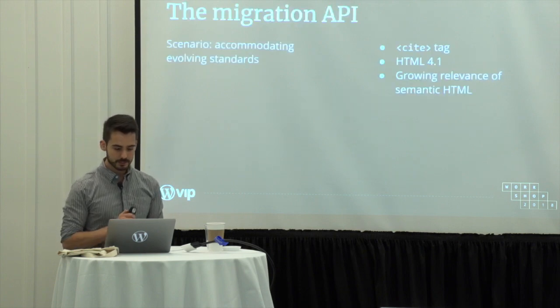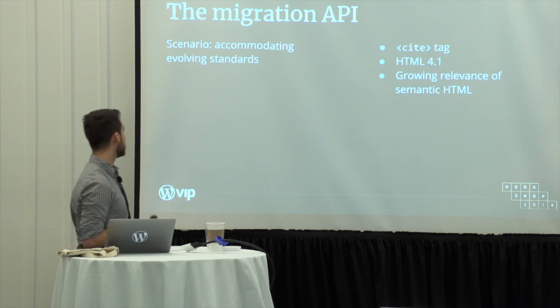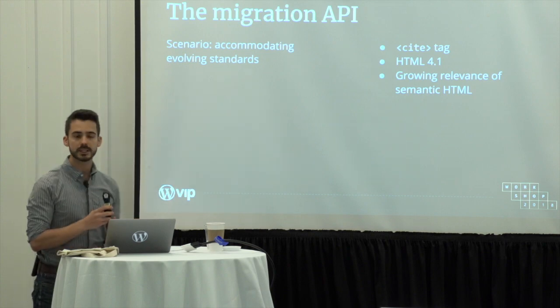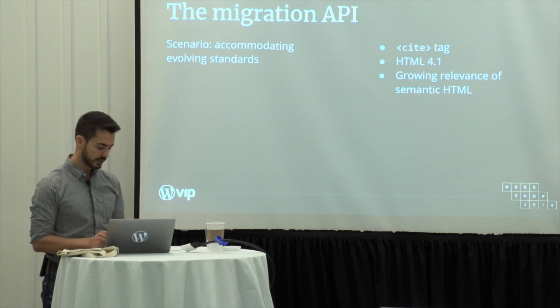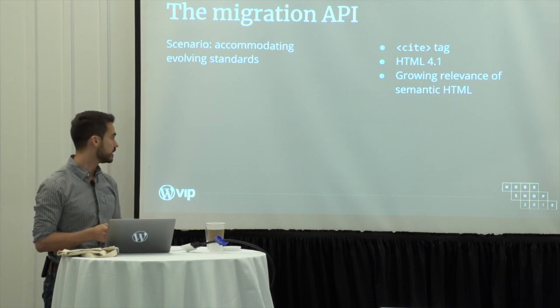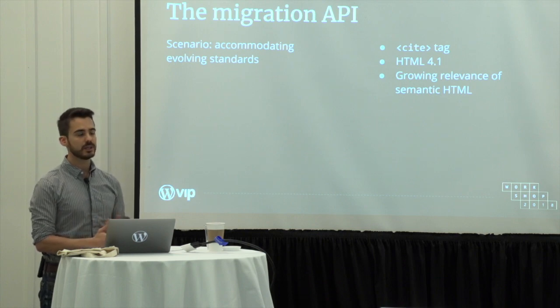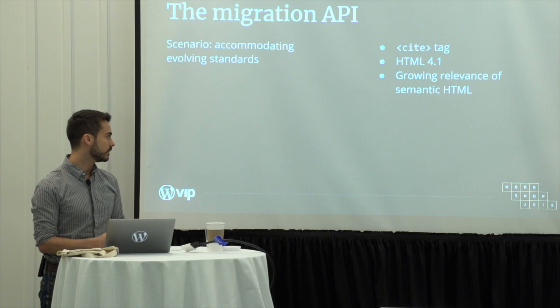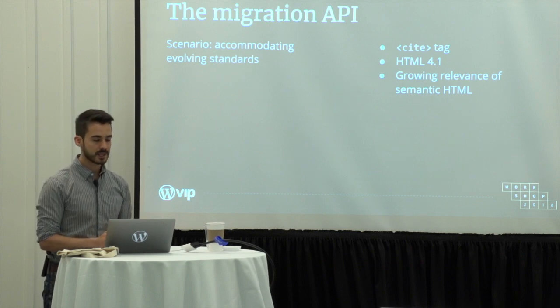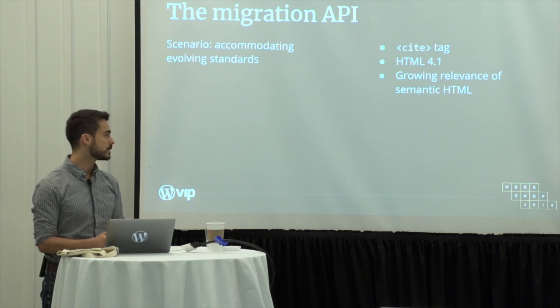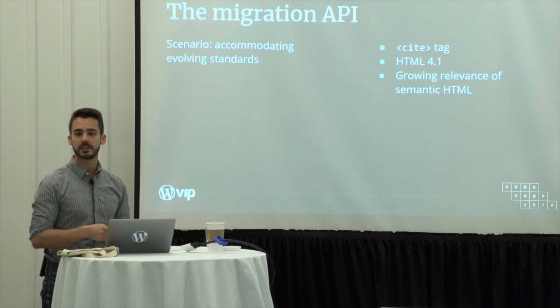We're going to look at a few examples, and one that I like is the scenario where we need to accommodate evolving standards. So the cite tag is part of HTML and has been since HTML 4.1. In my experience, we haven't really seen it up until more recently with HTML5 and a growing concern for semantic HTML. The cite tag is meant to be used if you're quoting someone and you'd like to give proper attribution.